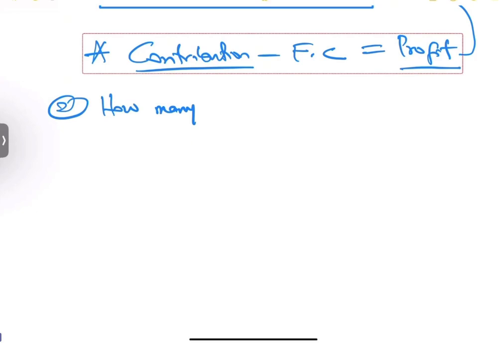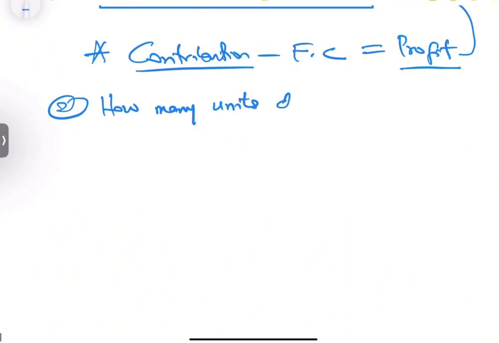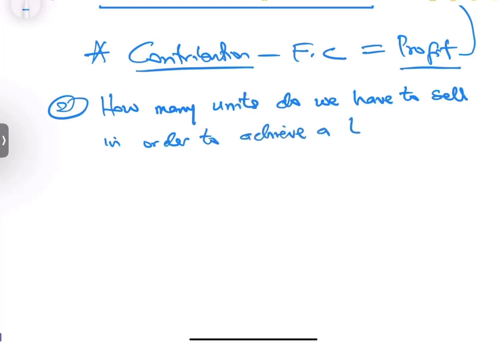So how many units do we have to sell in order to achieve a target profit? Now you've seen. The first question, we want to break even. The second question, we are being greedy. We want profit. We don't want to even out. We don't want to be making profit of 0. We want to make tangible profit, something big.